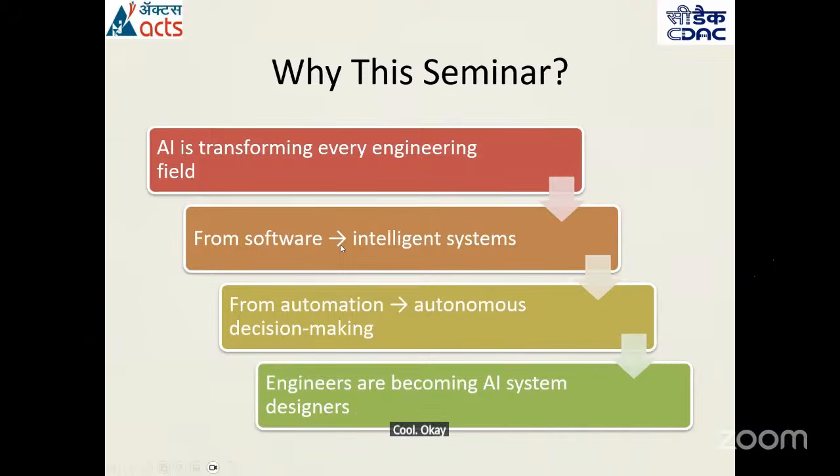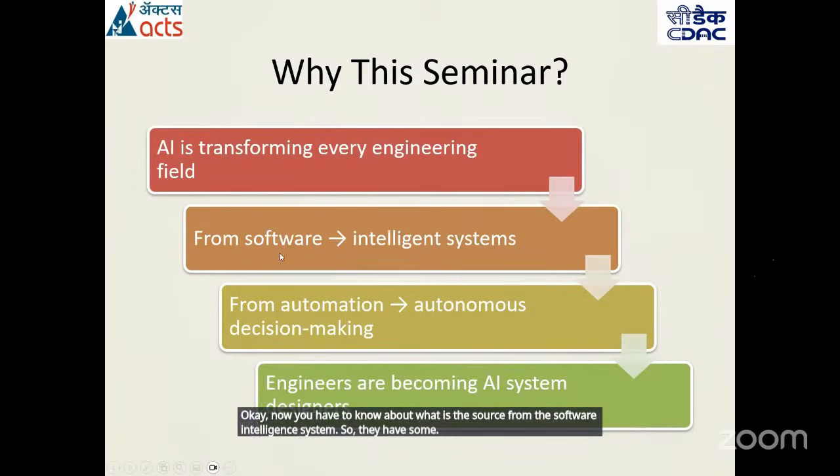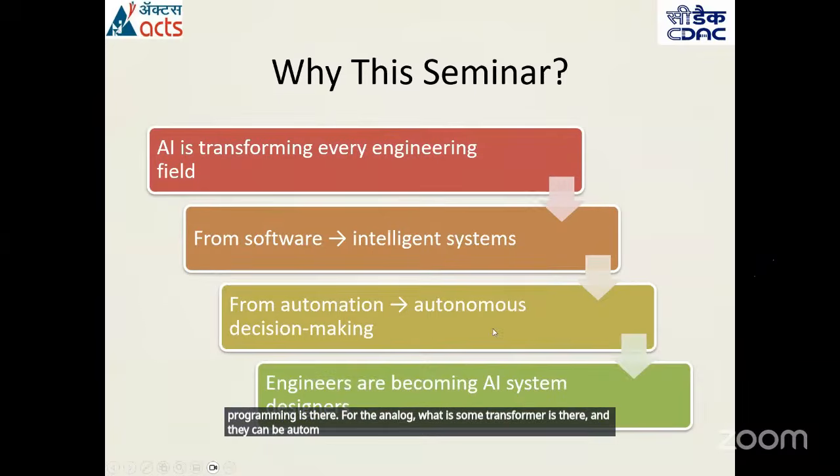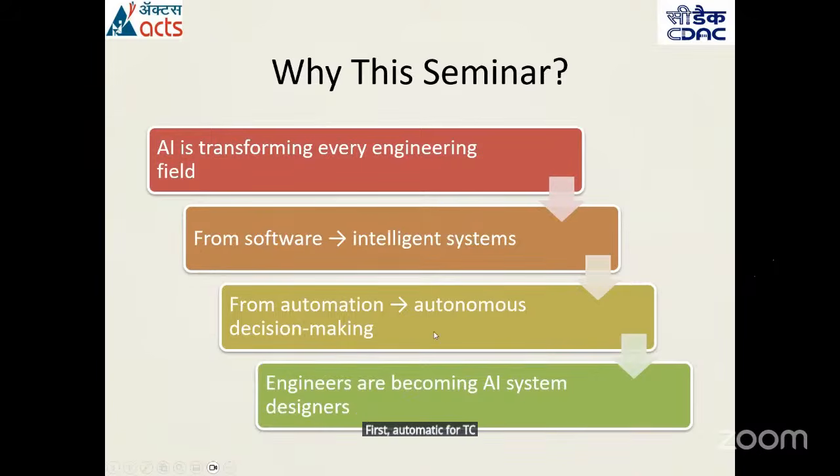Now you have to know about software intelligence systems. They have Python programming, they build LLM models, there are transformers, and automation for decision making can be created by AI agents. So this AI agent can be called an AI system designer.